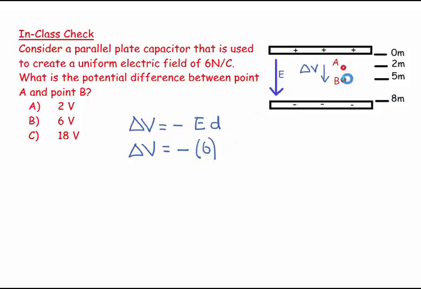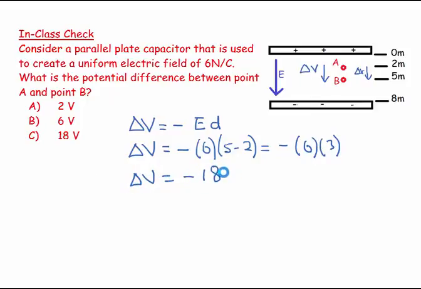And then D, well, I look at my points of interest and I know I'm going between a position that's 2 meters from the top plate and 5 meters, and so my delta X, if you like, is going to be 5 minus 2. So this will be minus 6 times 3. So delta V is equal to minus 18 volts. The unit for potential difference is the volt.